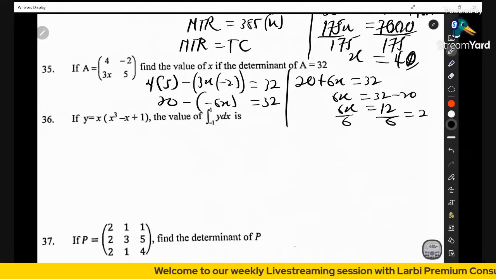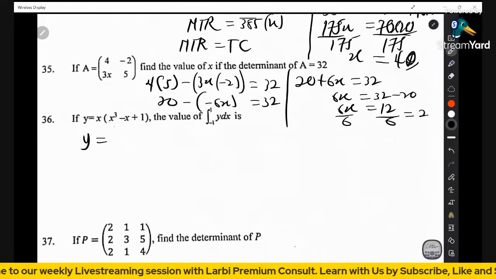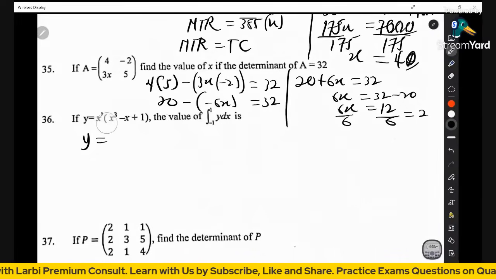Very simple. So this is what you're going to do. You said that y should be, so you just have to multiply this by this. So x multiplying x cubed, we are getting x to the power 4. Law of indices: when the bases are the same, you add the power.